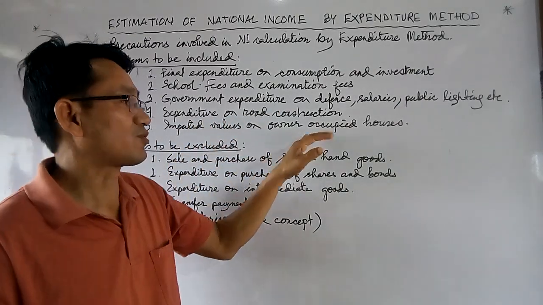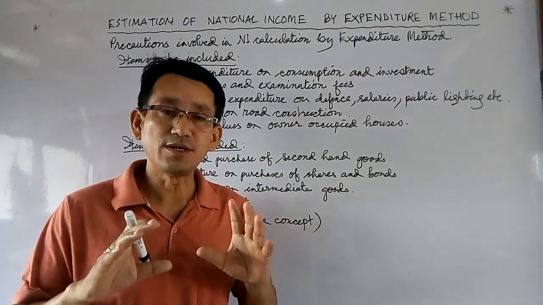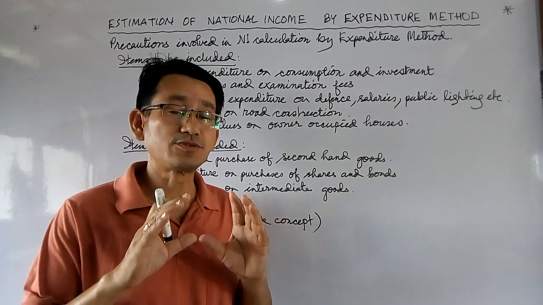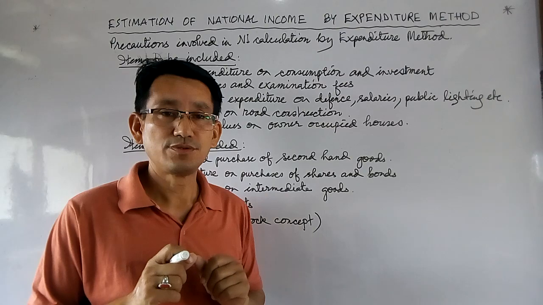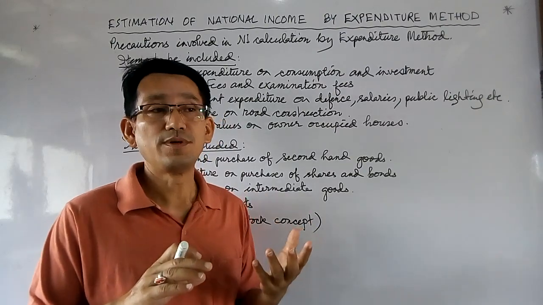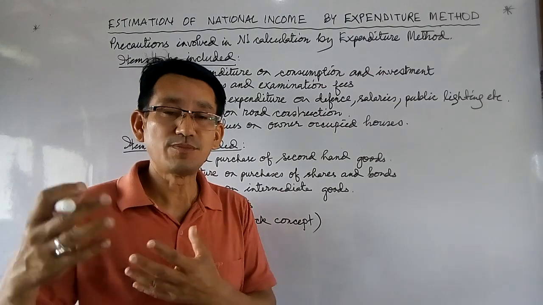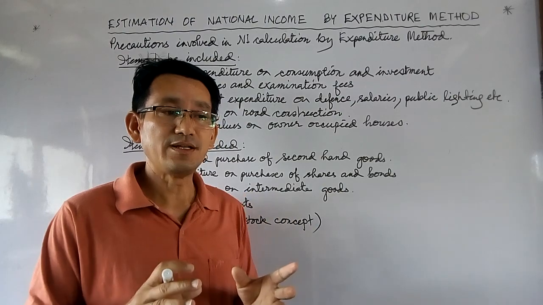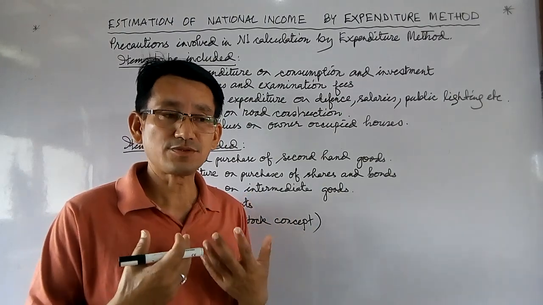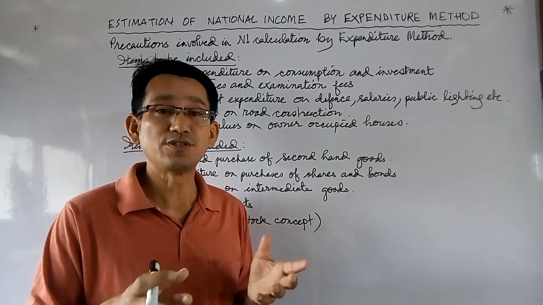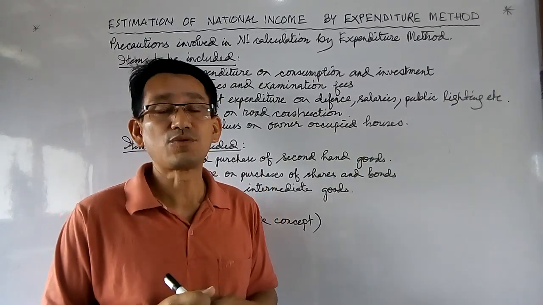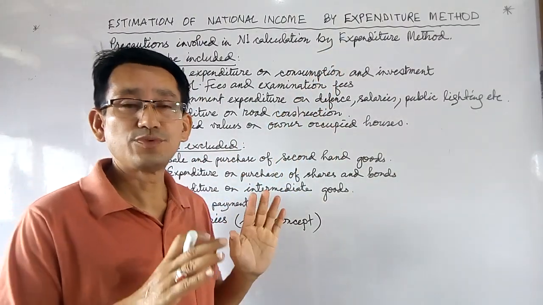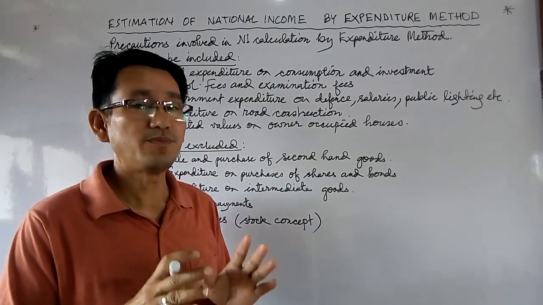Then imputed values of owner-occupied houses. We all have houses, but houses also have some value. If we live in somebody's house, we have to pay rent, so automatically the same rent, even if we are not receiving it for our own house, has some value, which we call imputed value. It should be included in the calculation of national income. These are some of the items which are included in the calculation of national income.